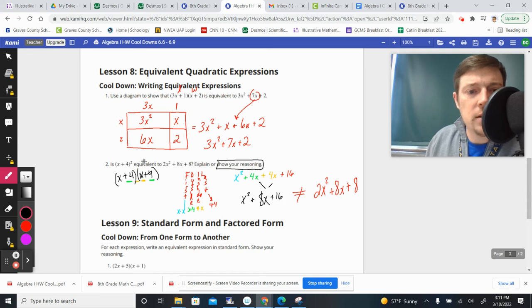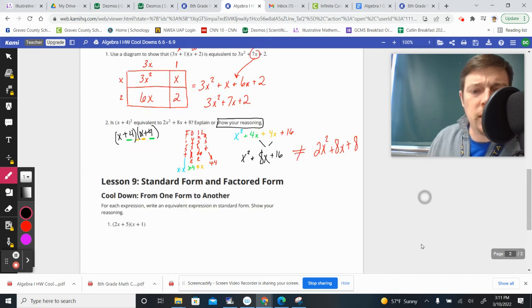And the question says, is this equivalent to this expression? And we're showing here that they are not equal. X squared plus 8x plus 16 is not the same as 2x squared plus 8x plus 8, as that has a 2 in front of its x squared, which ours doesn't, and it has an 8 in the last term instead of 16, which ours does. So these are not the same, and I believe our shown work here is enough to prove our reasoning of why they're not the same.